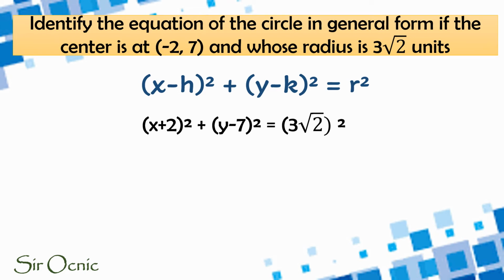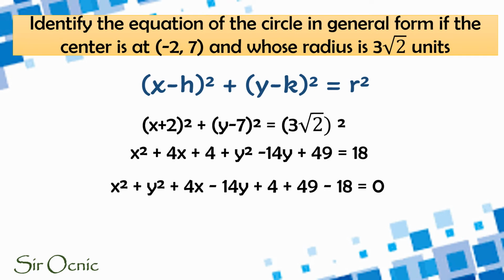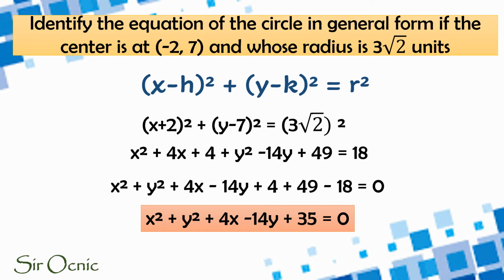Expanding the two squares of binomials, we will arrive at x² + 4x + 4 + y² - 14y + 49 = 18. Rearranging all the terms, that is x² + y² + 4x - 14y + 4 + 49 - 18 = 0. Combining all the constants, that will lead us to the general form of the equation, which is x² + y² + 4x - 14y + 35 = 0.